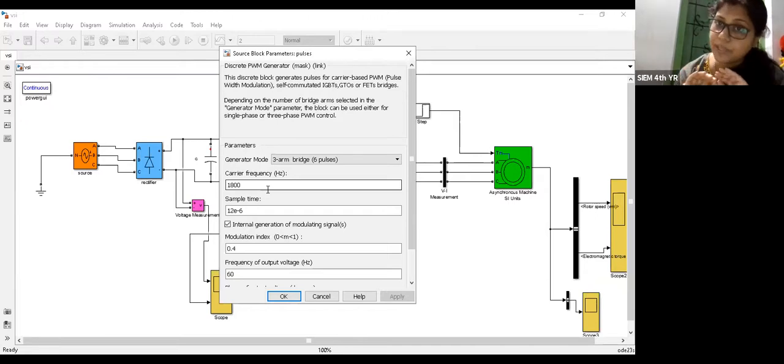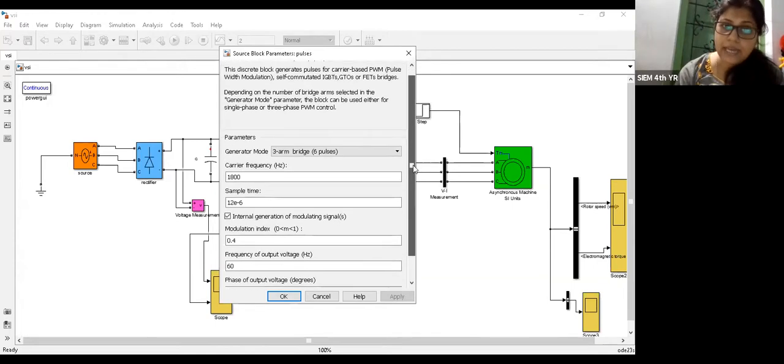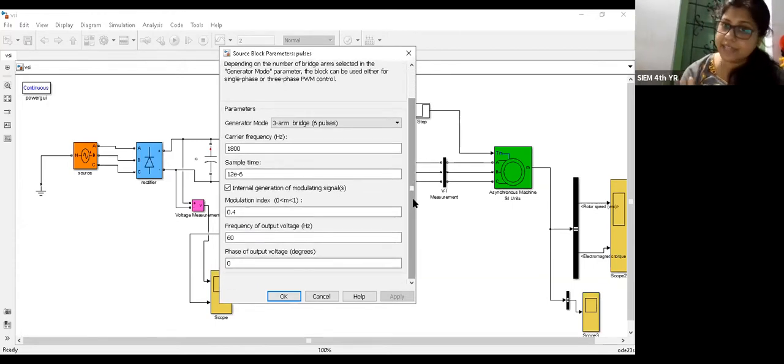Okay, that is the frequency of the carrier wave. Now the sample time is 12 into e to the power minus 6. Modulation index, obviously, the value of the modulation index is from 0 to 1. So I set it 0.4. As per the calculation, we get the modulation index value of 0.4, which is less than 1. Now the frequency of the output voltage is given as 60 hertz. I'm considering one numerical from GK Dubey. So as per the numerical, the frequency is set to 60 hertz, so I fixed that particular frequency.